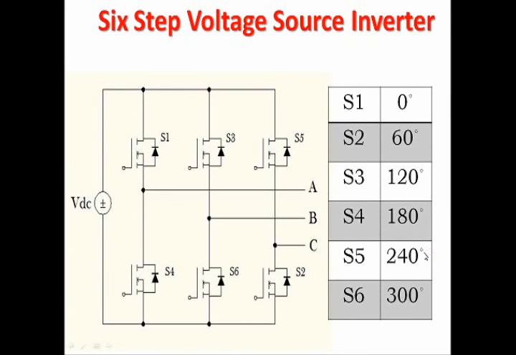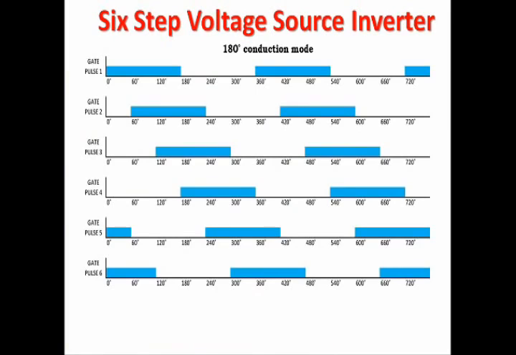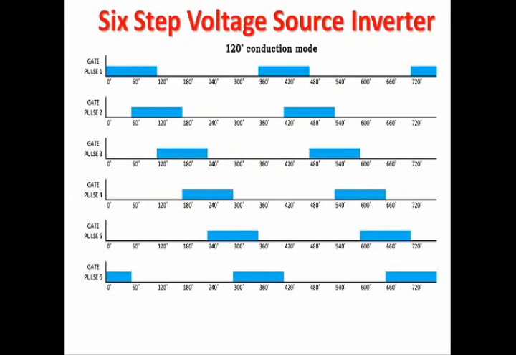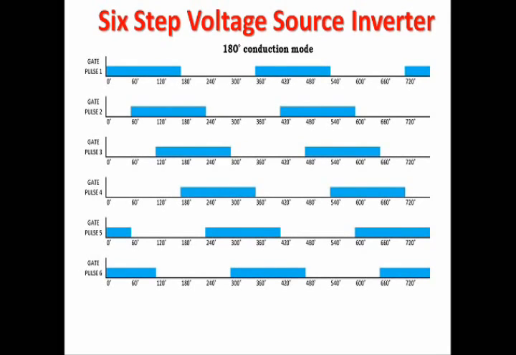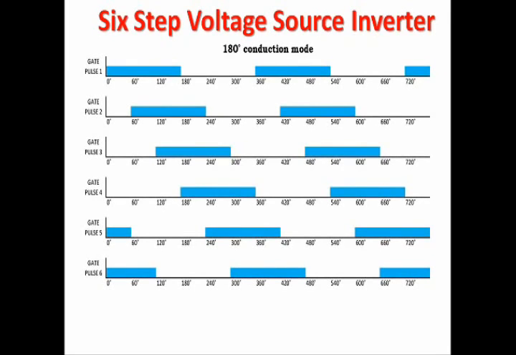So the phase difference between switching on the MOSFETs is 60 degrees. And let me show the gate pulse diagram here. According to the pulse width of the gate pulse, the operating mode is divided into two. That means the first one is the 180 degree conduction mode, the second one is the 120 degree conduction mode. First we will see the 180 degree conduction mode.